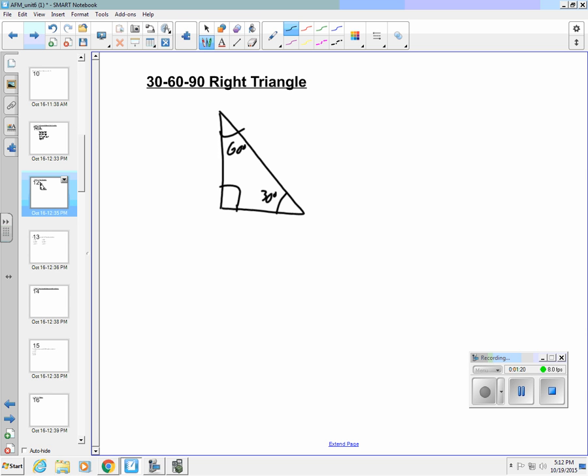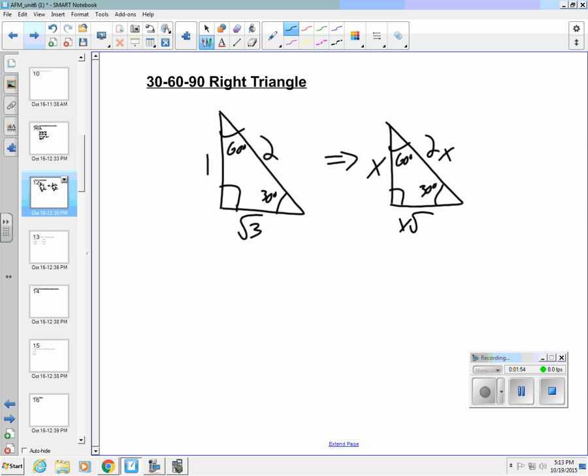Across from the 30-degree angle, call that side 1, hypotenuse is twice that, and across from the 60-degree angle, you have a side of square root 3. Right, so the pattern goes 1, 2, square root 3, across from the 30, the 90, and the 60. Right, so a more general way of writing the pattern is if we call the shortest side, which would be across from the smallest angle, x, the hypotenuse would be 2x, and then across from the 60 would always be x times square root 3.